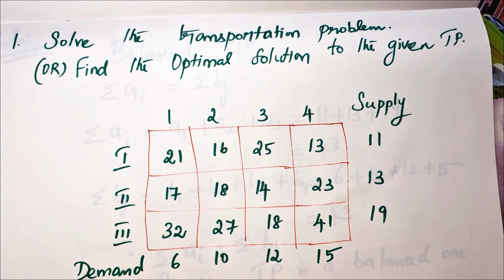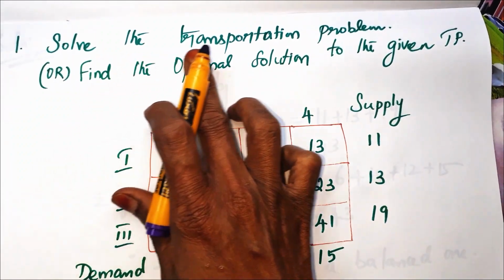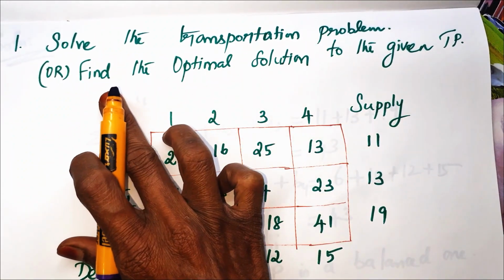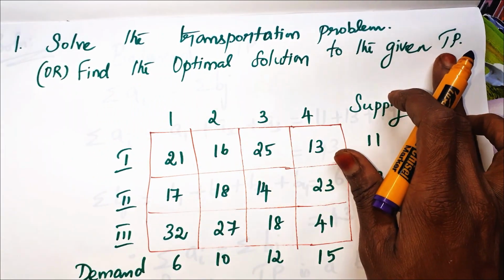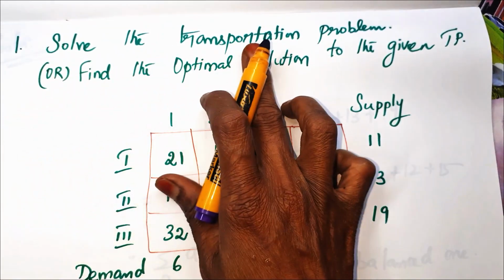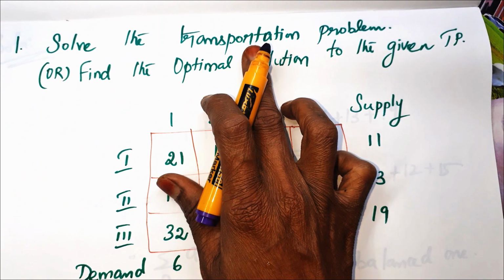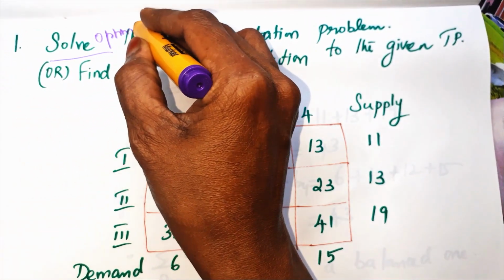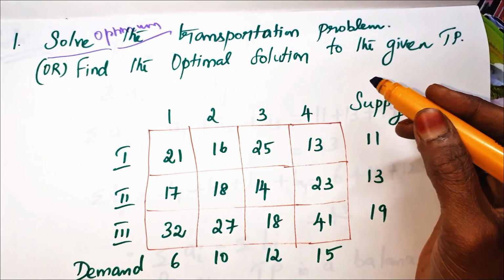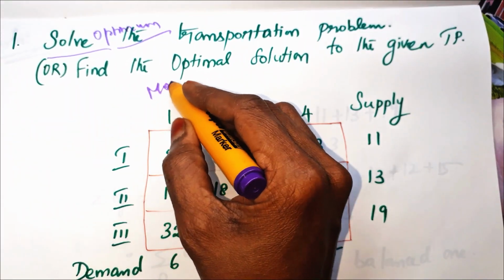This is the problem given. They are asking you to solve the given transportation problem. Either they can give it like this, or they will ask you to find the optimum solution or optimal solution to the given TP. Anything, just solving the TP doesn't mean that we have to find the initial basic feasible solution. We have to find the optimum solution. So solving a TP means we have to find the optimum solution. So for that we have only one method, that is Modi method.